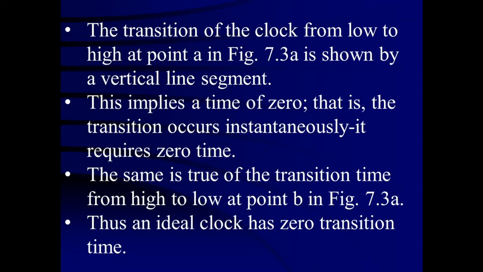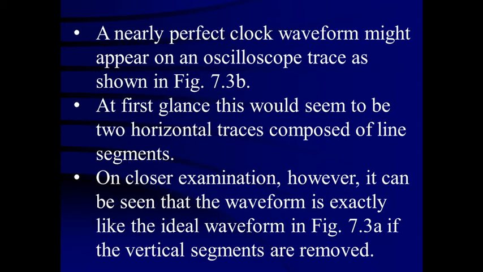So this is the second characteristic. An ideal clock must have 0 transition time, but in actual reality, it is not going to be there. But if it is minimum, that is desirable. A nearly perfect clock waveform might appear on an oscilloscope trace as shown in figure 7.3b. At first glance, this would seem to be two horizontal traces composed of line segments. On closer examination, however, it can be seen that the waveform is exactly like the ideal waveform in figure 7.3a if the vertical segments are removed.